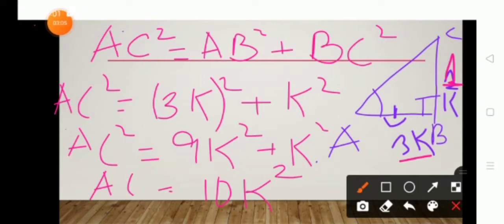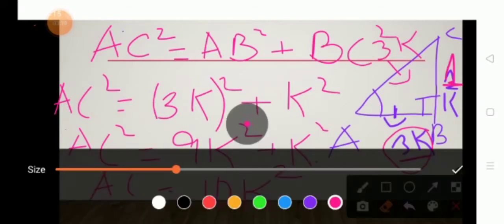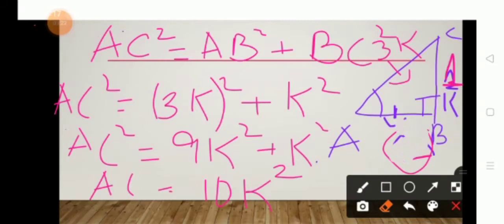No, I've made a great mistake here. I'm sorry for that. See, I took the base as 3K. This should be 3K, since sine is opposite by hypotenuse. So this should be 3K. If this is 3K, then I need to find AB.